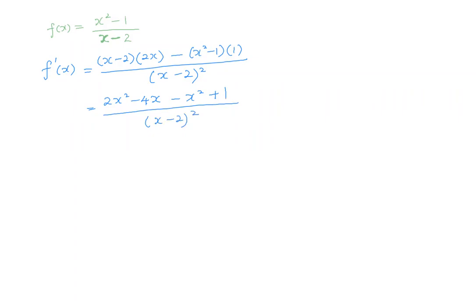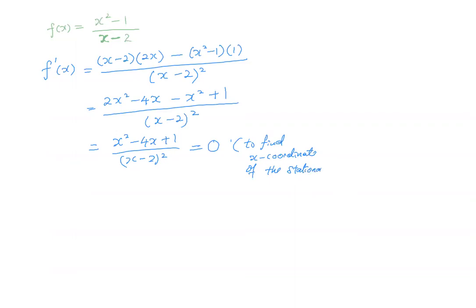Okay, so you get (x squared minus 4x plus 1) over (x minus 2) squared. So you put it equal to 0. This is to find the x coordinate of the stationary point. Right? So now I have x squared minus 4x plus 1 equal to 0.